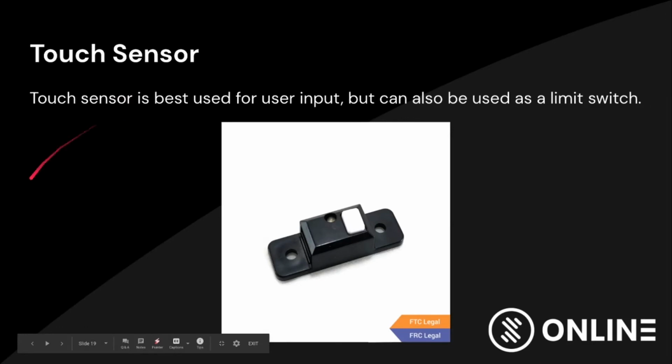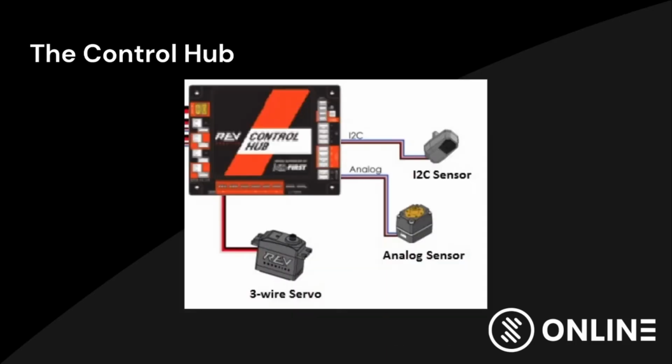And then the touch sensor, super easy. It's best used for user input, but also can be used as a limit switch. We kind of use this year inside our robot. We use this to check that there's a stone inside our robot, so we can auto close the claw, and then it would know that the robot can now place it.